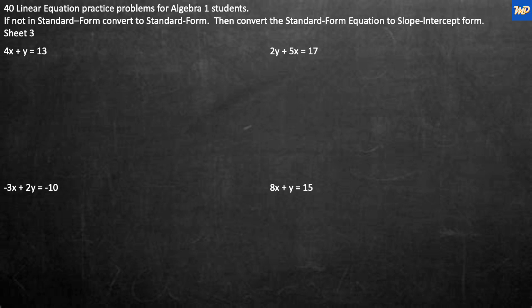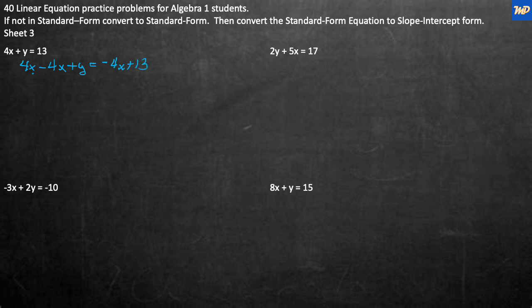The first problem, 4x plus y equals 13, is in the right format. It is standard form right now. So what we're going to do is we want to move the 4x, so minus 4x plus y is equal to minus 4x plus 13.